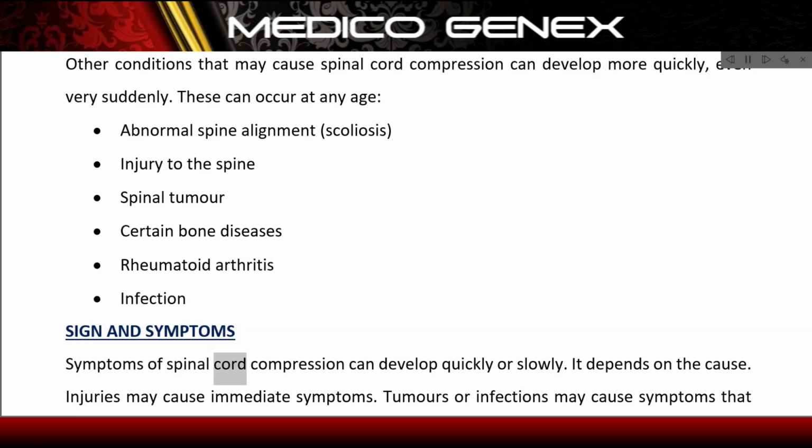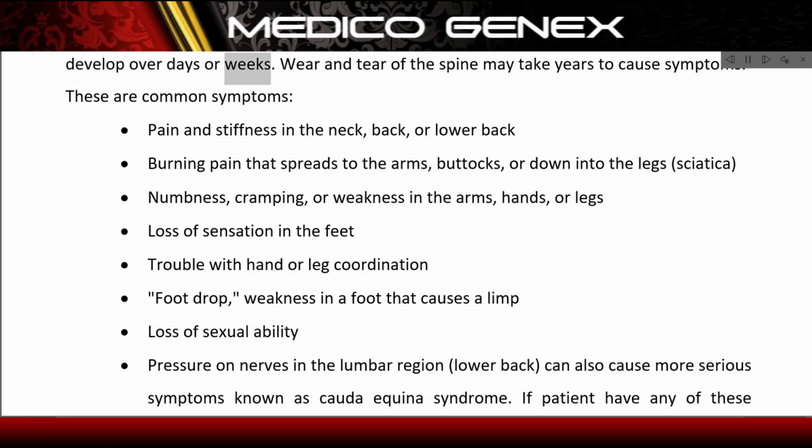Signs and symptoms. Symptoms of spinal cord compression can develop quickly or slowly. It depends on the cause. Injuries may cause immediate symptoms. Tumors or infections may cause symptoms that develop over days or weeks. Wear and tear of the spine may take years to cause symptoms.